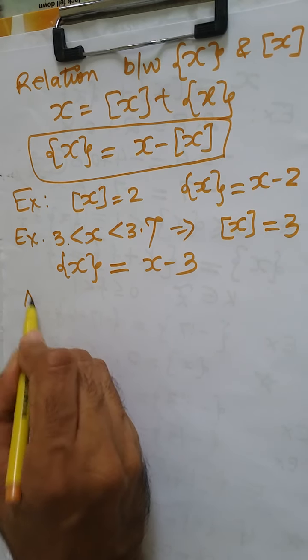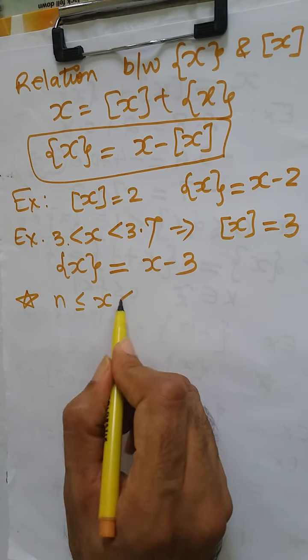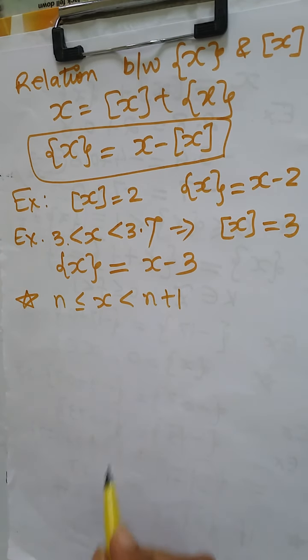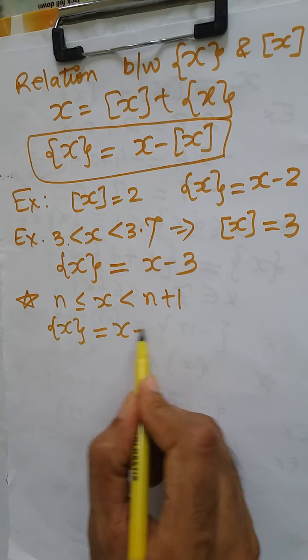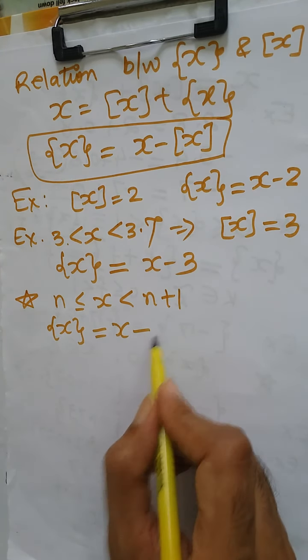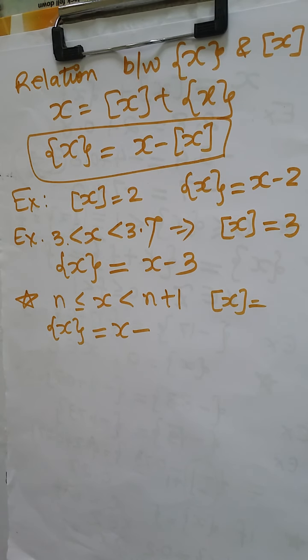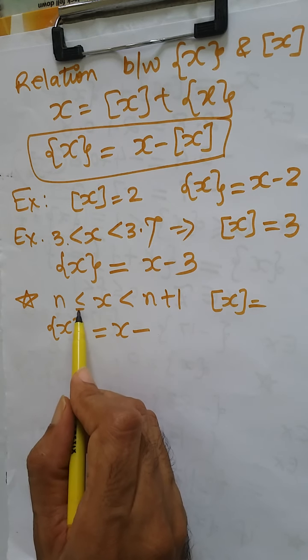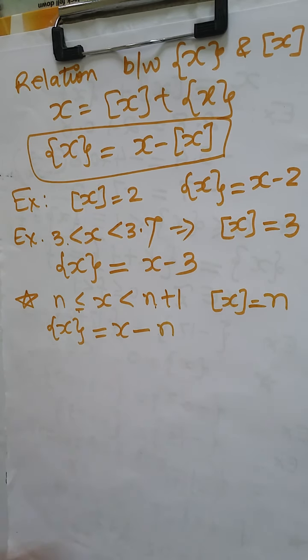Okay. Similarly, we can generalize this: if x is between n to n plus 1, n included, fractional x is what? Using x minus greatest integer x, what will we write here? What is the greatest integer x? When x is between n to n plus 1, n included, this is n, so the fractional part is x minus n.